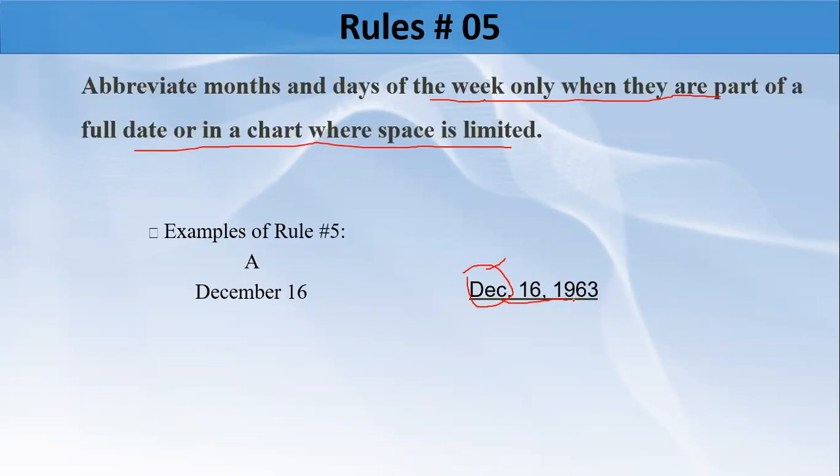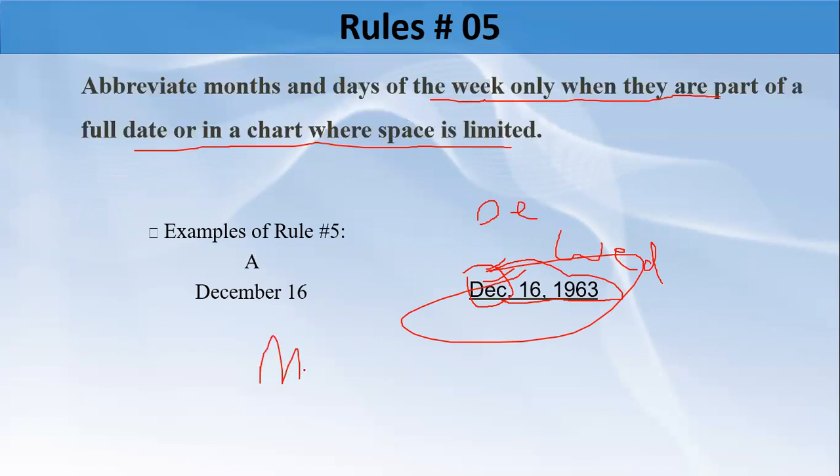December 16, 1963. Now, if I only say December 16, then I must write the full form of December, not the abbreviated form. Okay? If it is a full date, then we may abbreviate the names of months and the names of days. Like, instead of writing Wednesday, we may write WED simply. Okay? Instead of Monday, we may write MON only.